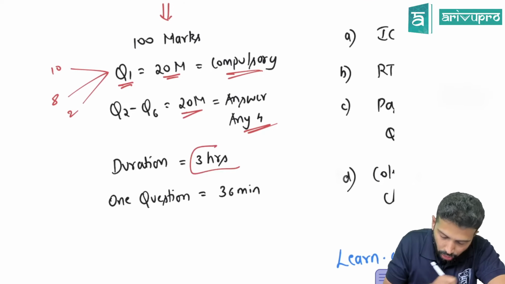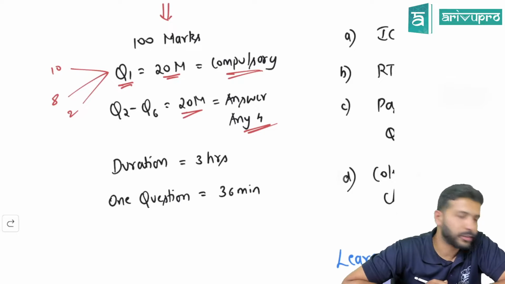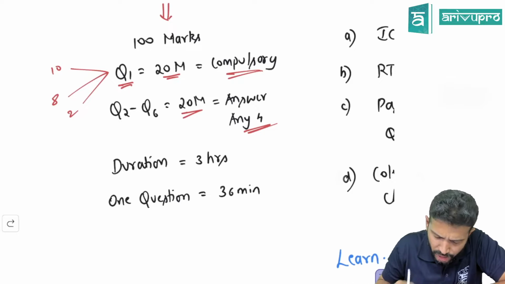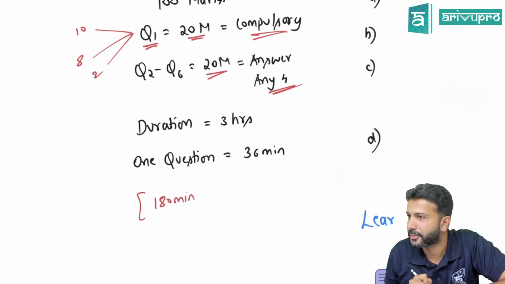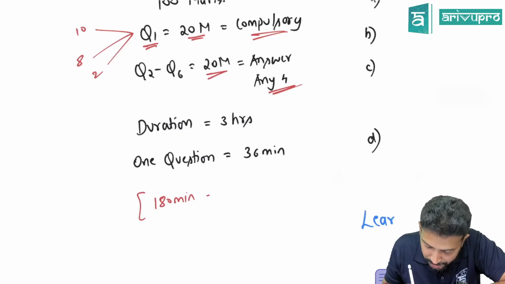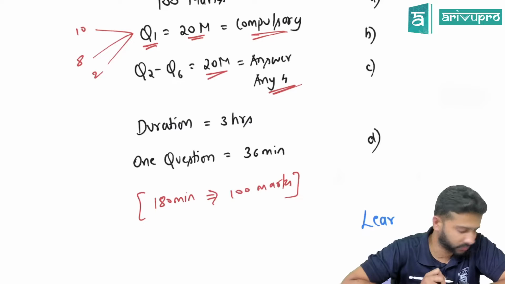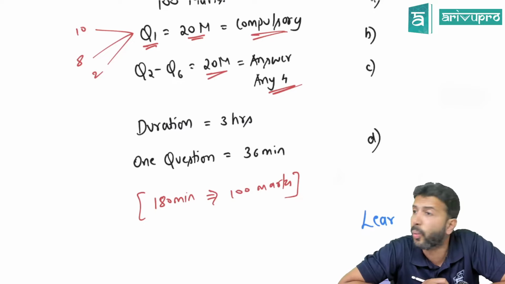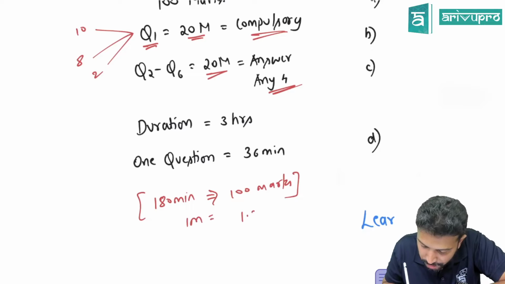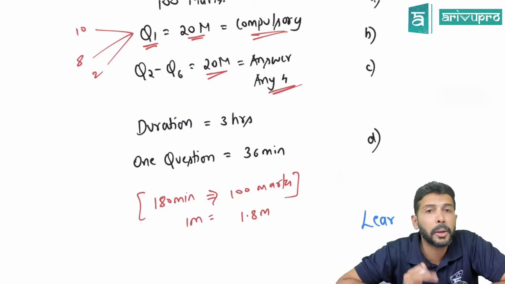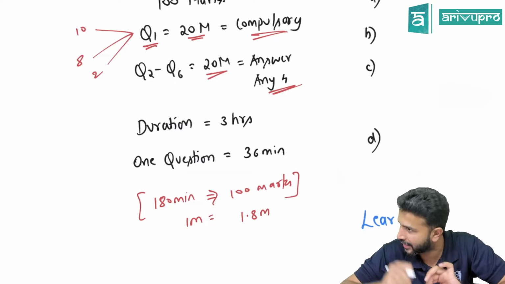The duration of the exam is 3 hours. If you do the math, 3 hours means how many minutes, sir? 180 minutes. How many marks is the paper, I told? 100 marks. So a 100 marks paper you have to answer within 180 minutes. That means for 1 mark, maximum you can spend 1.8 minutes. If you want to go deep down and do the math, it will come to that.